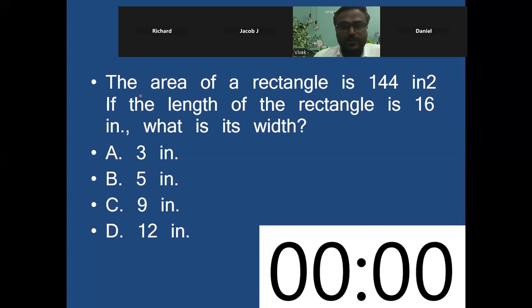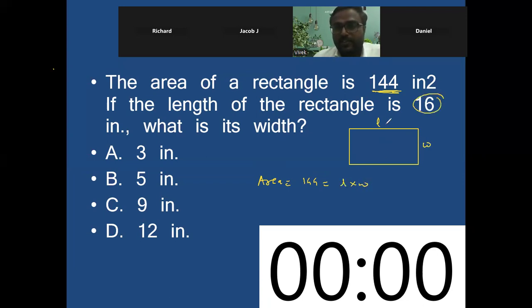Frederick, do you want me to explain it to you, buddy? Yes. Now look, this is a rectangle over here. So what are they saying? The area of the rectangle is 144 inches square. So area equals 144. Also, it's nothing but L times W. So the length is already given, which is 16.